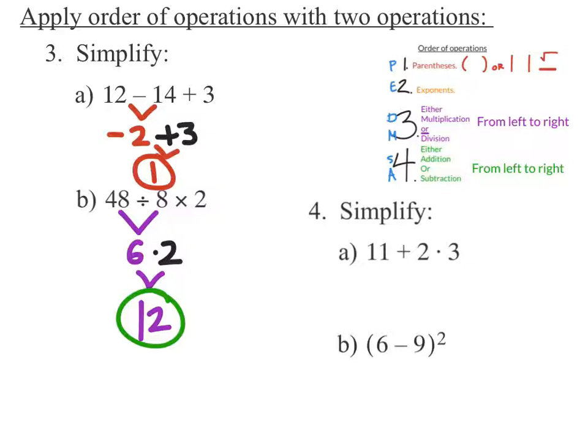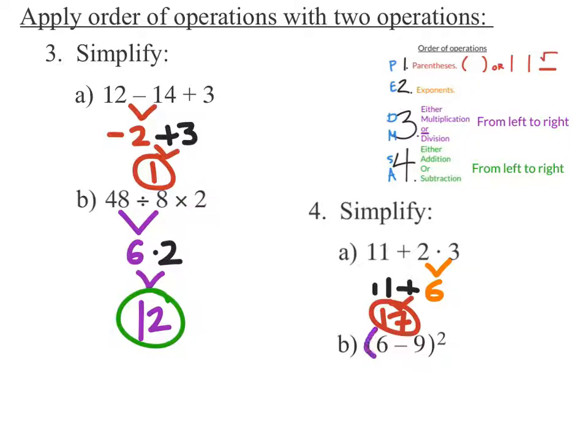So on 4A, same idea, but this one has multiplication first, so 2 times 3 is 6. Now 11 plus 6 is 17. And that's the final answer for that one.